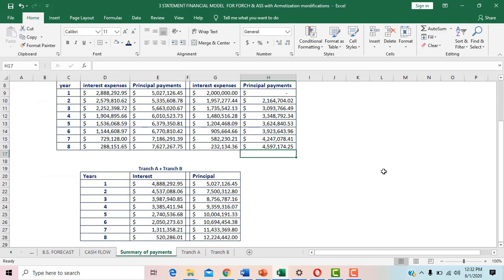So now we have a summary of our interest expenses and principal payment that we're going to be making from the first year right up to the 8th year, resulting from our tranche A and tranche B loans. In the next session, we are going to show you how to fit this in a 3-statement financial model, and we're also going to check the flexibility of our 3-statement financial model.